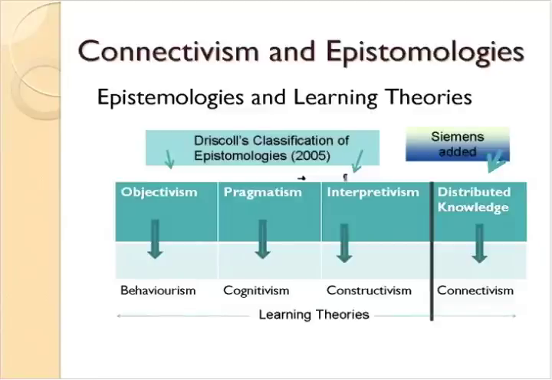Now, this slide talks about connectivism and epistemologies. Marcy Driscoll is well known in education because she specializes in learning theories. She connects learning theories to the discourses of philosophy, particularly epistemology. She has categorized epistemologies as objectivist, pragmatist, and interpretivist. Siemens grasps onto Driscoll's nomenclature for his own epistemology of distributed knowledge. He associates the epistemology of distributed knowledge with the learning theory connectivism.